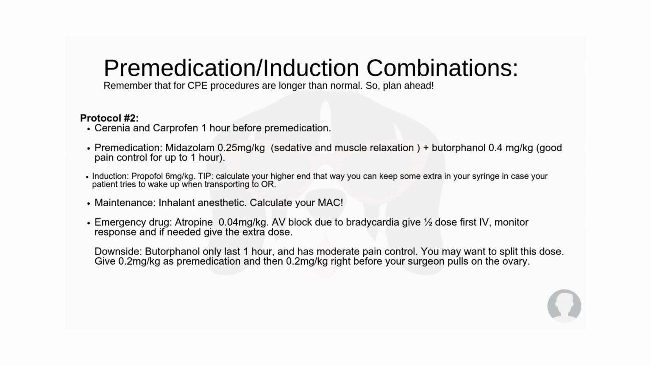The downside with this protocol is that butorphanol only lasts 1 hour and has moderate pain control. So you may want to split this total dose. So you may want to give 0.2 milligrams per kg as a pre-medication and then 0.2 milligrams per kg right before your surgeon pulls on the ovary.